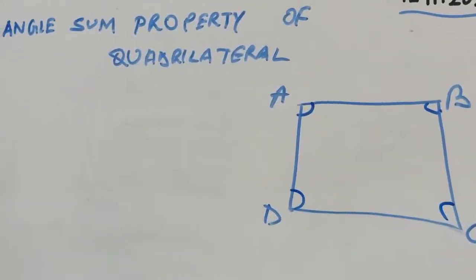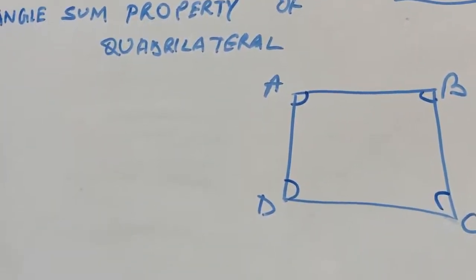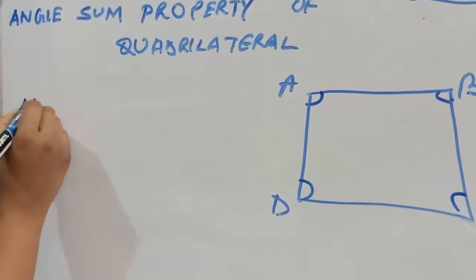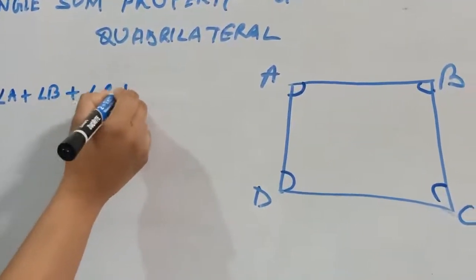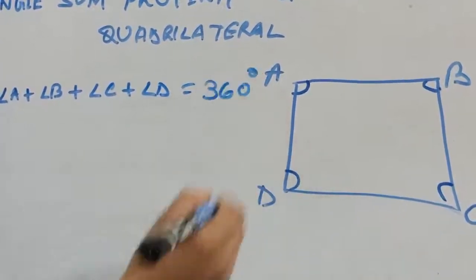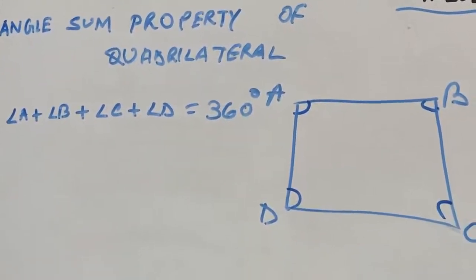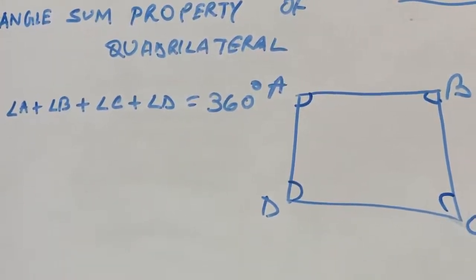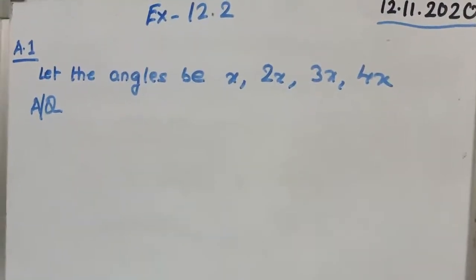Now according to the angle sum property of quadrilateral, the sum of these four angles will be 360 degree. That is angle A plus angle B plus angle C plus angle D is equal to what? 360 degree. So this is the angle sum property where sum of angles of a quadrilateral is 360 degree or four right angles. Now let us start with exercise 12.2.